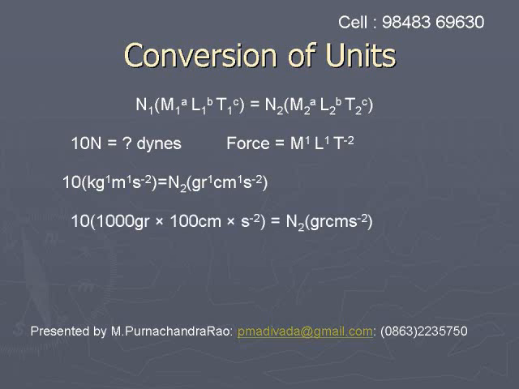Hence, n1 is 10, m1 is kg, L1 is meter, T1 is second; n2 is dyne, m2 is gram, L2 is centimeter, T2 is second. But 1 kg is 1000 grams and 1 meter is 100 centimeters. Hence, we get 10 into 1000 grams into 100 centimeters into second to the power of minus 2 is equal to n2 into gram into centimeter into second to the power of minus 2. Gram centimeter second to the power of minus 2 gets cancelled. Therefore, n2 becomes equal to 10 to the power of 6. So, 10 newtons is equal to 10 to the power of 6 dynes.